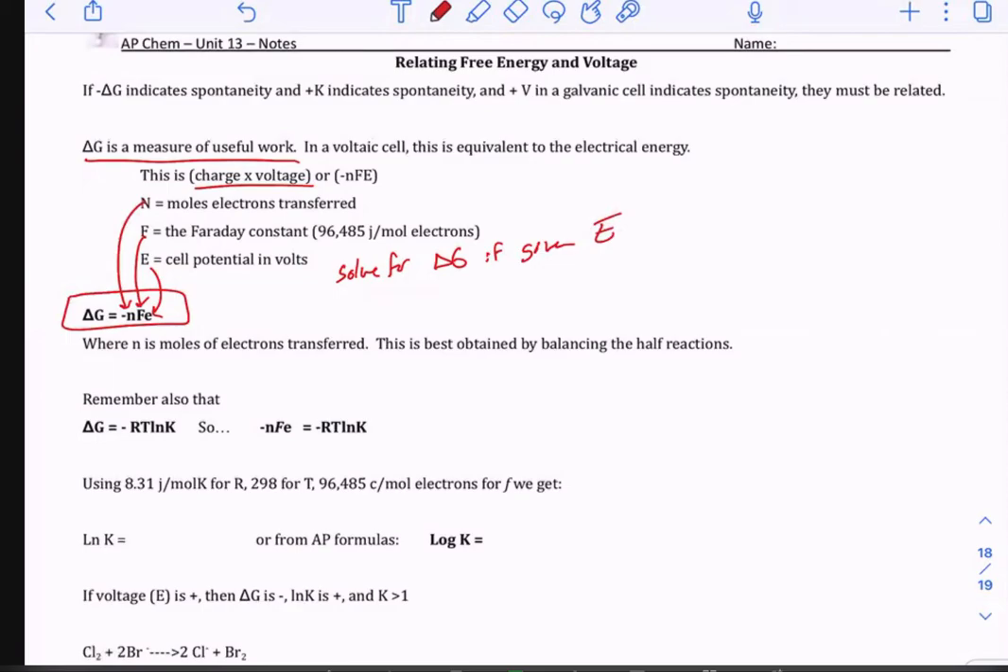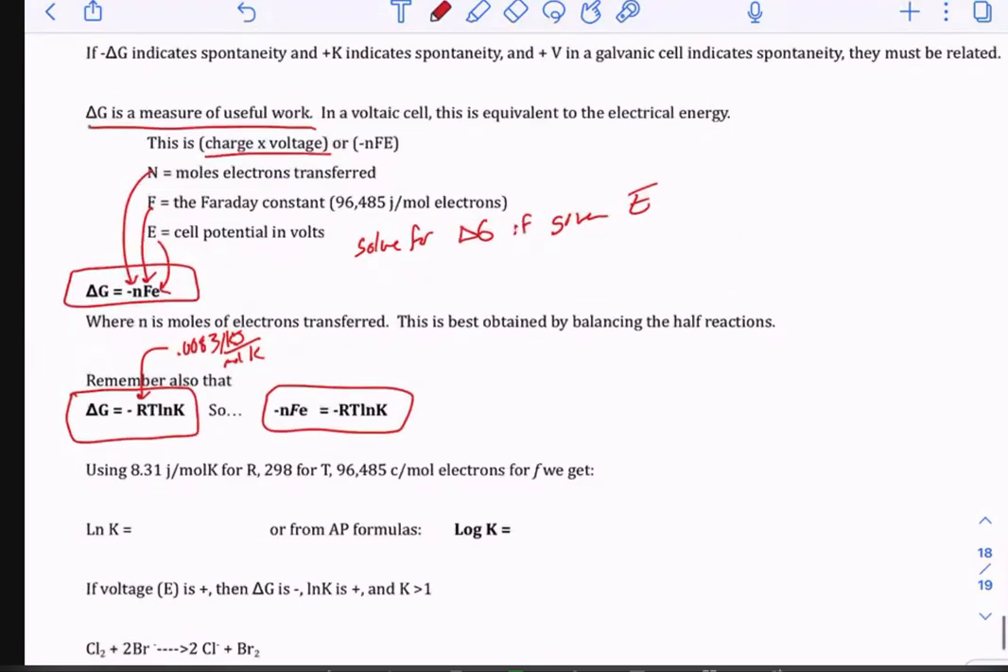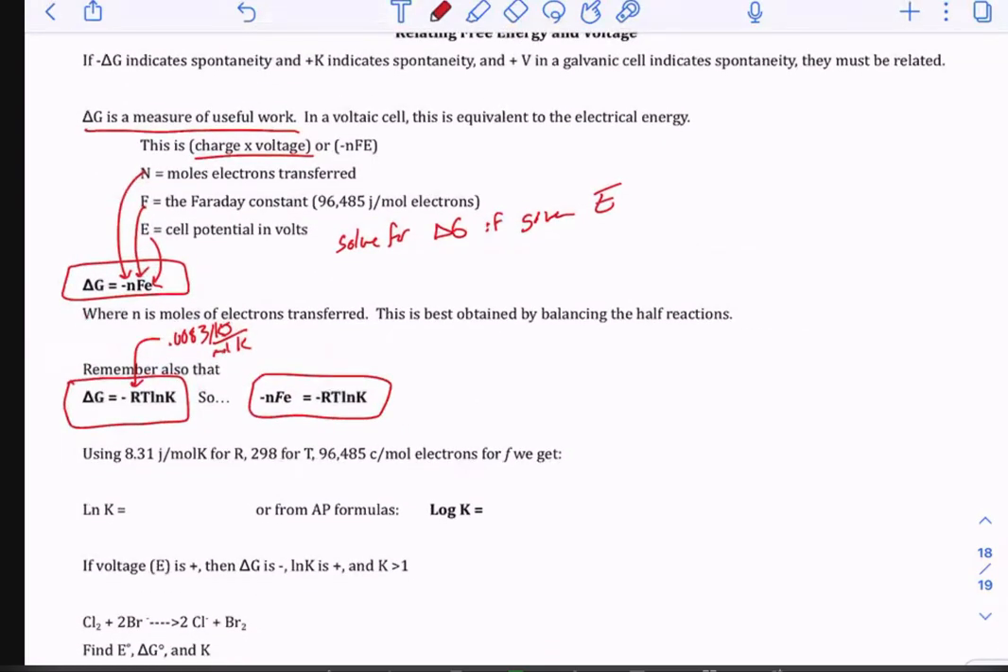So we earlier had discussed the relationship between equilibrium constants K and delta G. We said that delta G was equal to negative RT ln K, R being the universal gas constant, but remember we were using 0.00831 kilojoules per mole Kelvin. So if we have 2 things that equal delta G, that means the 2 things are also equal to each other. So we can directly correlate voltage with an equilibrium constant using this equation.